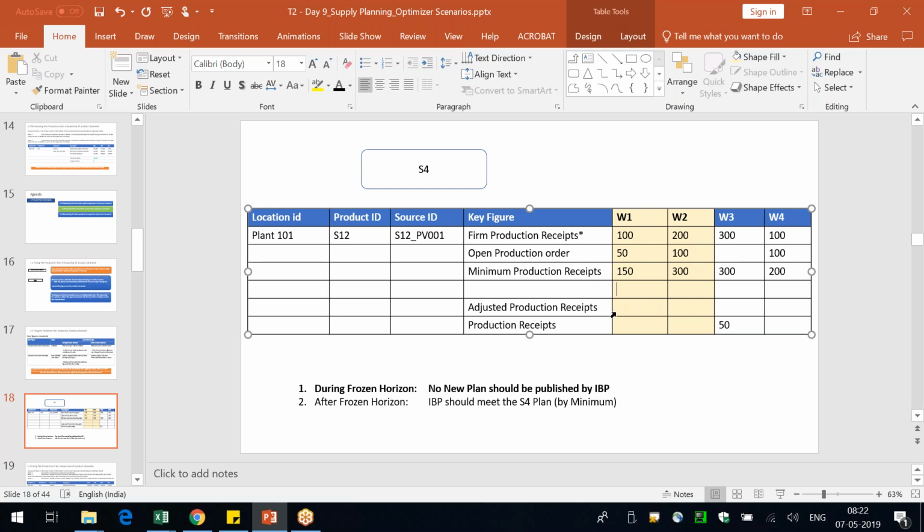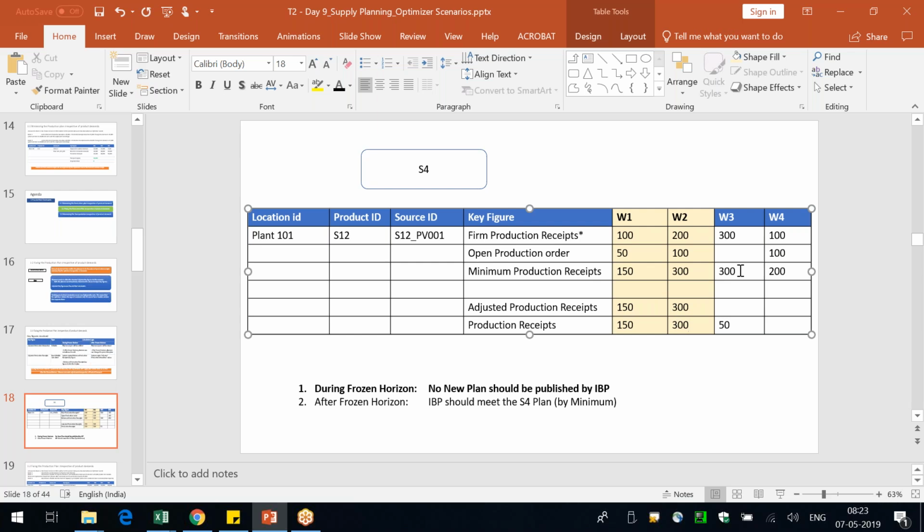Now within the frozen horizon, it has to be the same as the S4 plan. So within the frozen horizon, I'll copy the minimum values into the adjusted production receipts. The system copies the minimum on week 1, which is 150, into the adjusted production receipts. If I run the optimizer, production receipts become 150, and transportation happens based on this 150. Week 2, the minimum is 300, I populate the 300 into the adjusted production receipts. Run the optimizer, and it gives 300.